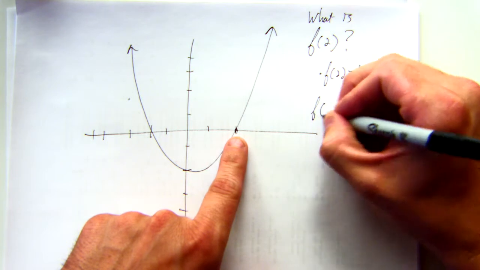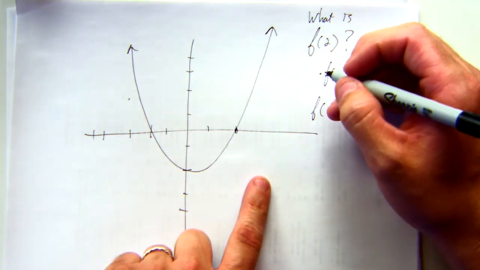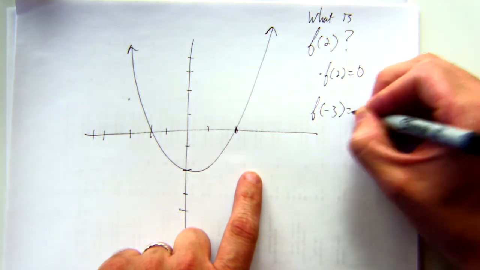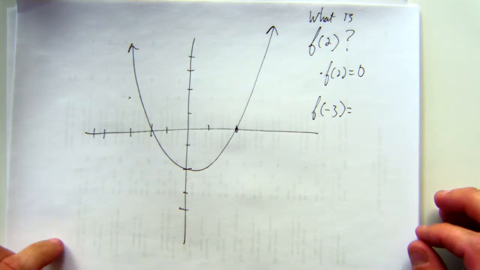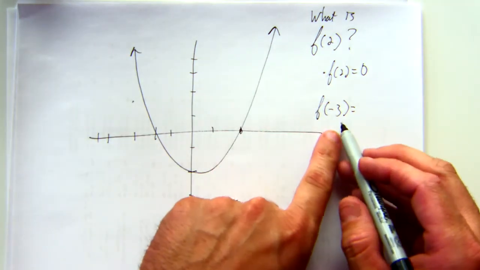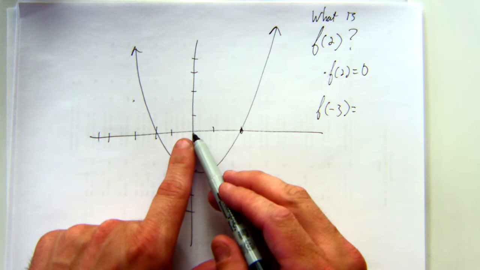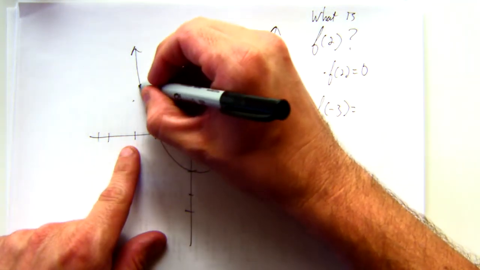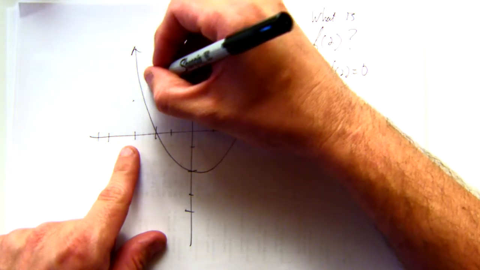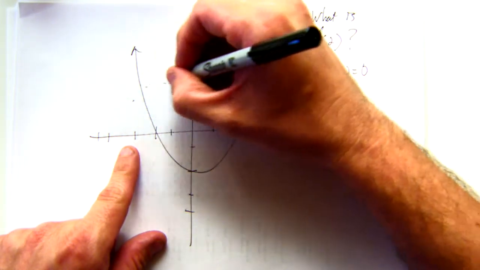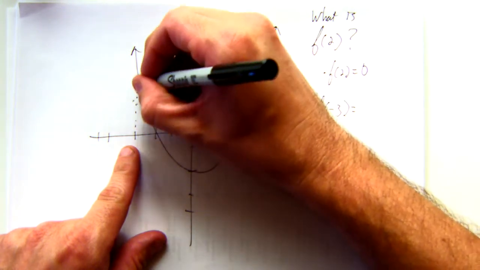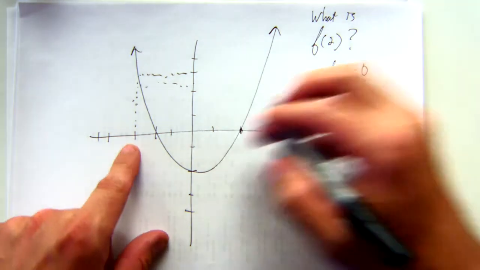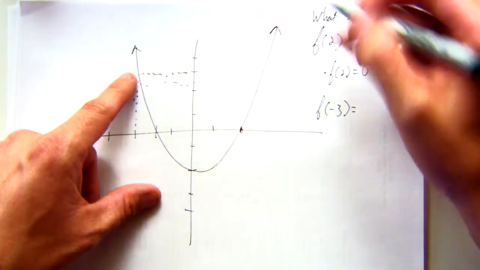What is f of, let's say, what is f of negative 3? So this negative 3 is my x. So I start on my x-axis and I'm going to go over negative 3. I'm going to trace this up to my graph. Now where does this meet on my y-axis? Negative 3 goes up here, and then this is going to meet on my y-axis where? Positive 3.